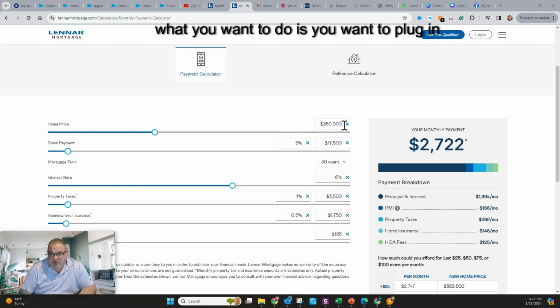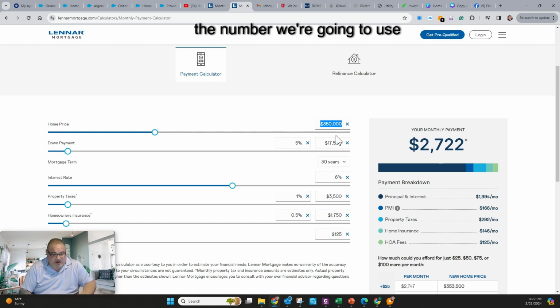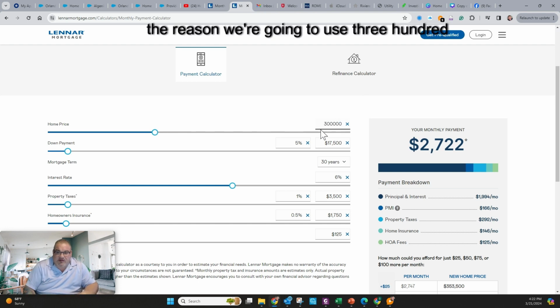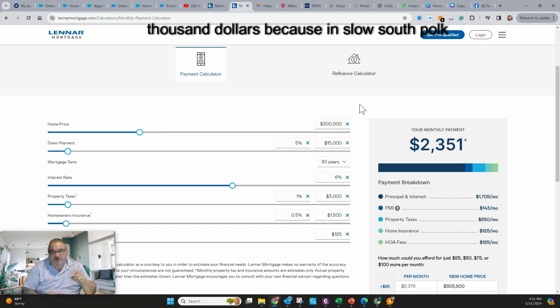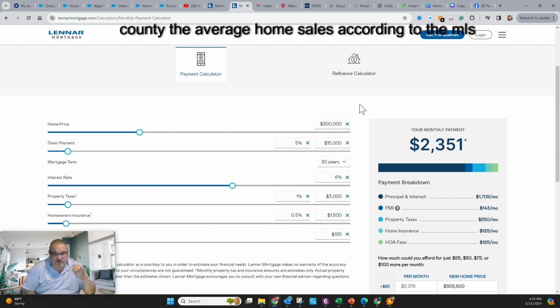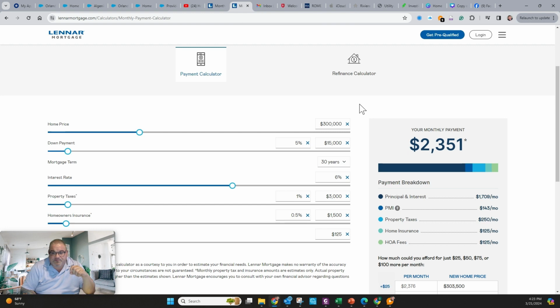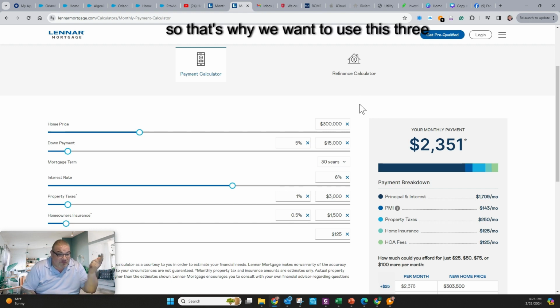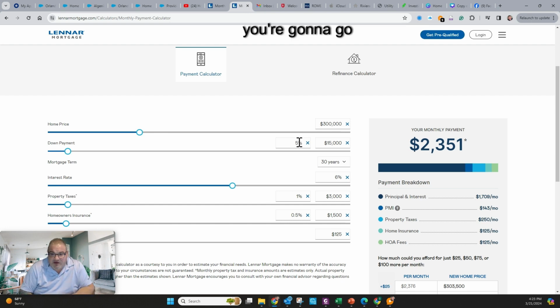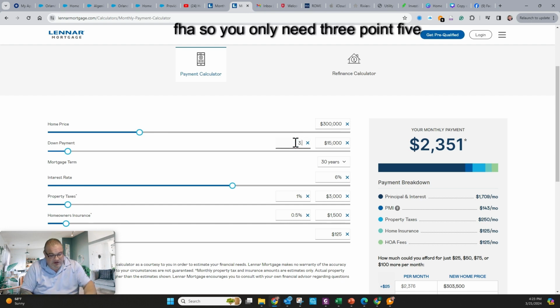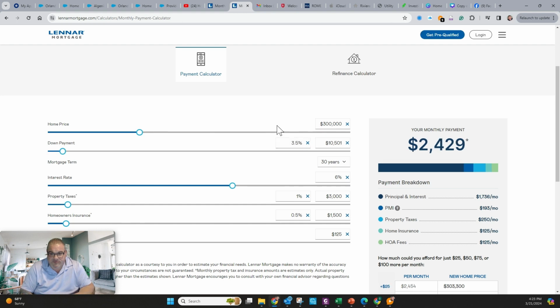So what you want to do is plug in the number. We're going to use $300,000. The reason we're going to use $300,000 is because in South Polk County, the average home sales, according to the MLS, is going to be about $304,000. So that's why we want to use this $300,000 number. It's a decent number. You're going to go FHA, so you only need 3.5. It's obviously going to be a 30-year mortgage term.